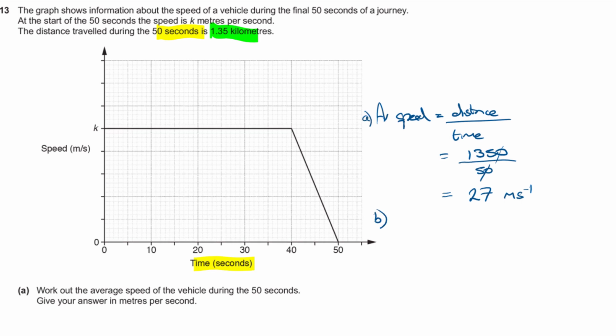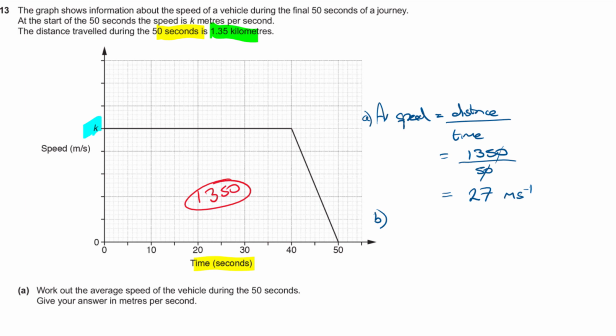And in the second part of the question, we need to find out what the value of k is, which is this speed up here. This is k. How might we do that? Well, we know that the total distance travelled is 1.35 kilometers, or 1,350 meters. And distance travelled in a speed time graph is the area under the curve. So this space under the curve is 1,350 meters altogether.